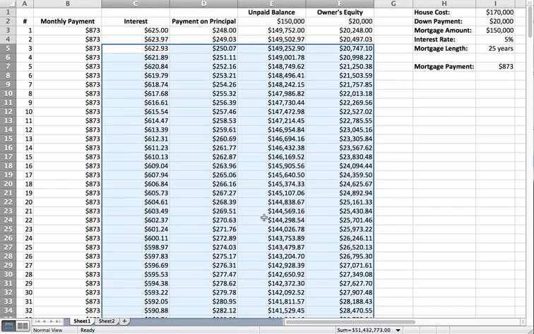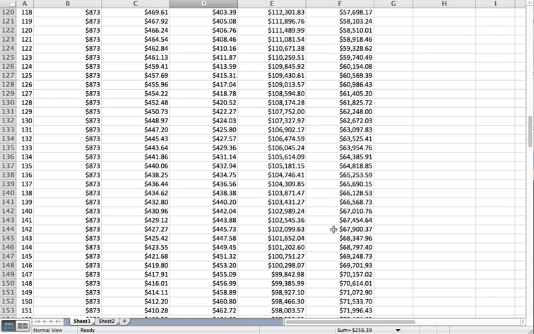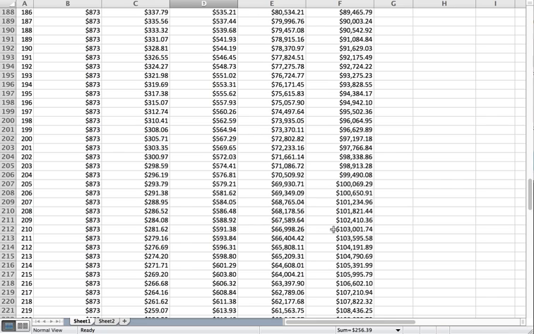Okay, so let's take a quick look at what's happening here. My monthly payment stays the same. My interest is dropping and dropping every month, whereas the amount of my payment that goes towards principal is increasing and increasing. That means my unpaid balance, what I still owe the bank, is dropping and dropping, and the owner's equity is going up and up as we scroll down.